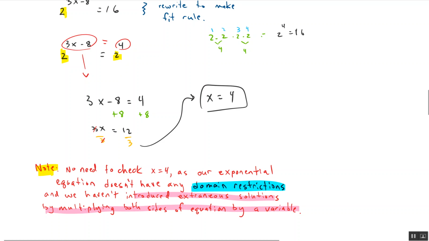I haven't done either of these two. I don't have either of these two issues in this problem. I don't have domain restrictions because my exponentials have all real numbers as their domain, and I haven't multiplied both sides of the equation by a variable, so I don't have any chance of introducing an extraneous solution. Extraneous solution just means a fake solution that you created because of your algebra method. So we don't have any of those issues, so we're good to go. We have our answer. That was kind of a long side note, but it's actually super important.